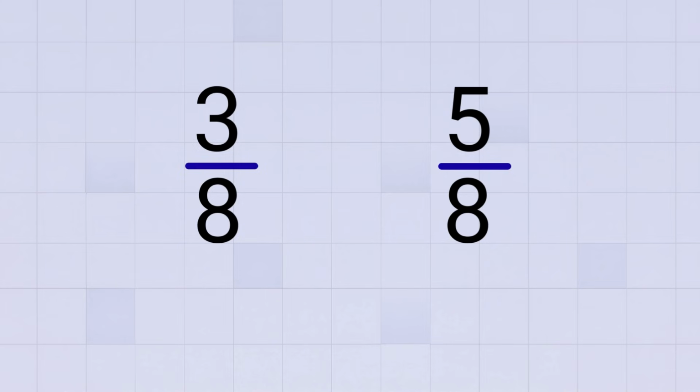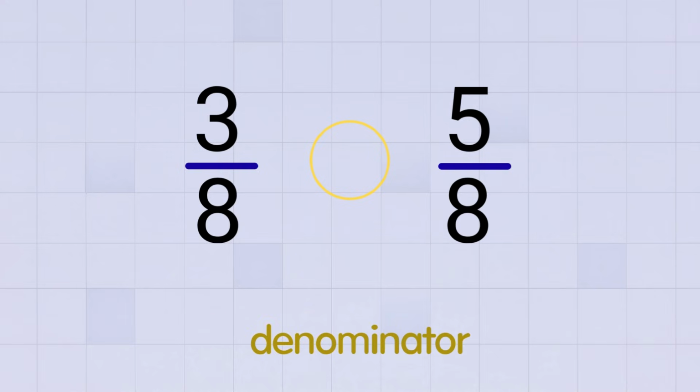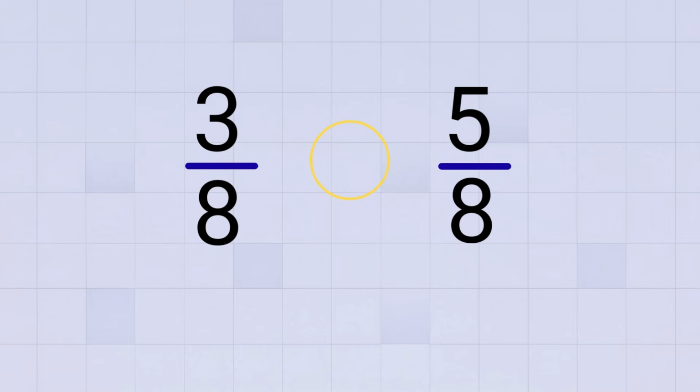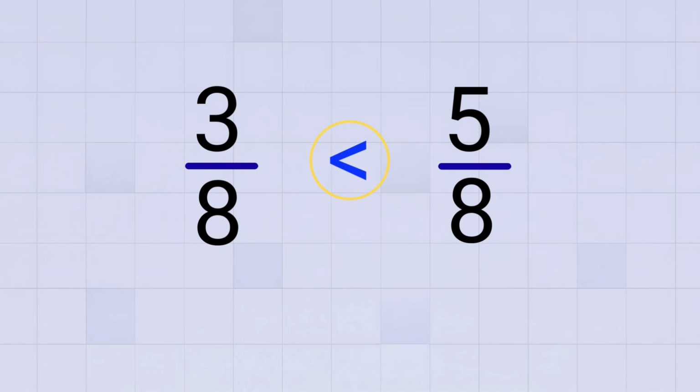By the way, if fractions have the same denominator, like 3 over 8 and 5 over 8, we only compare the numerators. We do that because the parts are the same size. Remember, the denominator could be 8 and 8, 9 and 9, 6 and 6, and so on. When this happens, we focus on the top numbers. And we know that 5 is greater than 3, which makes 5 over 8 greater than 3 over 8.